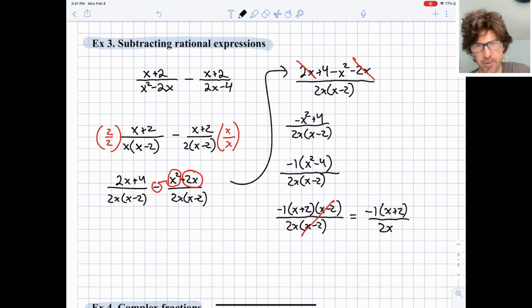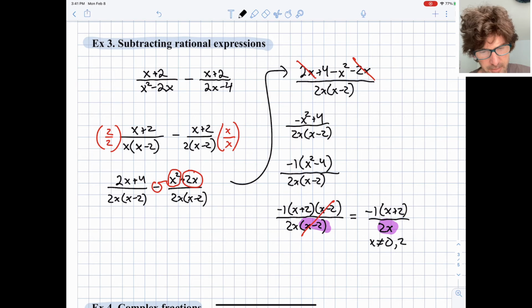Now we just need to think about what x cannot be. Okay, we're not allowed to have zeros in denominators. So x can't be 0, and that's because of this term right there. X can also not be 2 because of that term right there.